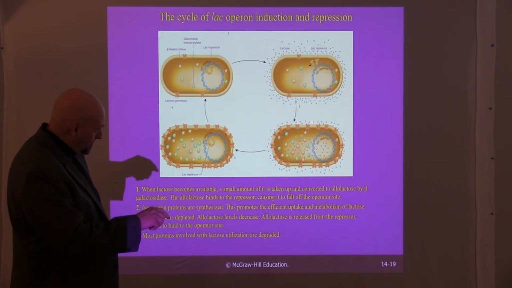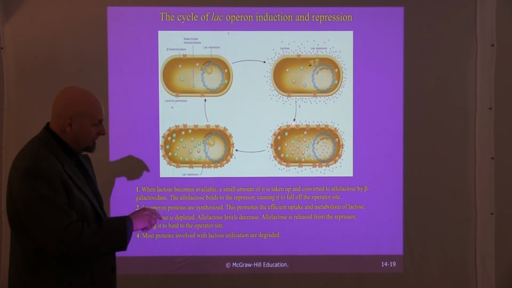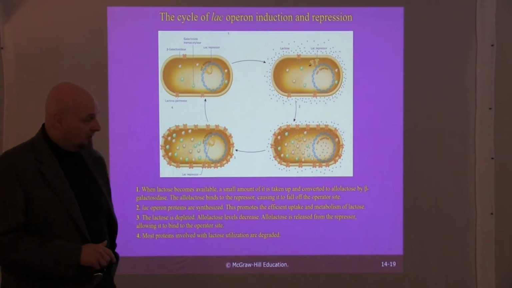Now, we're having more permease in the surface of the cell, in the membrane. We have more beta-galactosidase, more transacetylase. It is really utilizing the system at maximum.